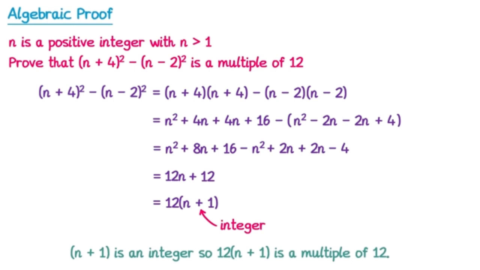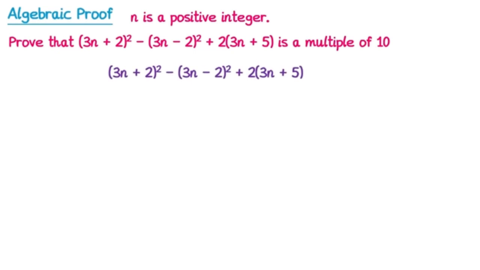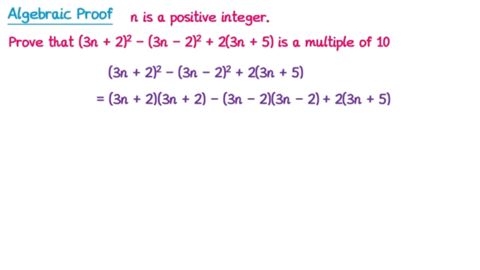Let's try another example a bit like this one. So once again, we have n being a positive integer, but this time we're going to prove that this is a multiple of 10. So let's take the expression, and if we start with the (3n plus 2) all squared, that's 3n plus 2 multiplied by itself. Then we subtract from this (3n minus 2) multiplied by itself, and then we're also going to add 2 lots of (3n plus 5). So let's expand this bracket here first.